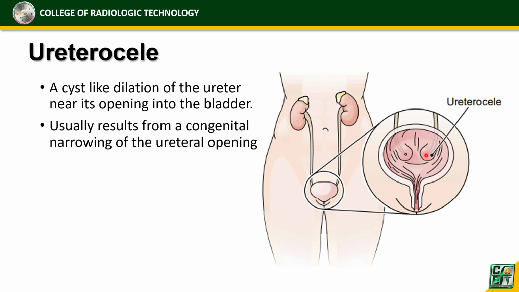Okay. So, the possible problem is pwede siyang magkaroon ng bara, pwede siyang magkaroon ng stone sa ureter that causes dilation of the ureter itself near the opening, or it can also be a result from a congenital narrowing of the ureter opening. Okay? It can be hereditary, or it can be by a kidney or a ureter stone, okay, that causes dilation.